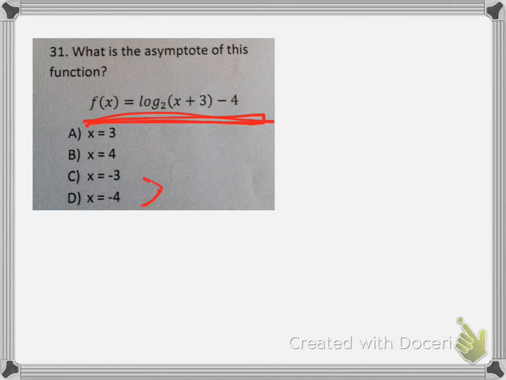Now, you might not really be able to tell between -3 and -4, but it may bring back enough to your memory that it is at -3. Okay? For a logarithm, it's always here in parentheses.